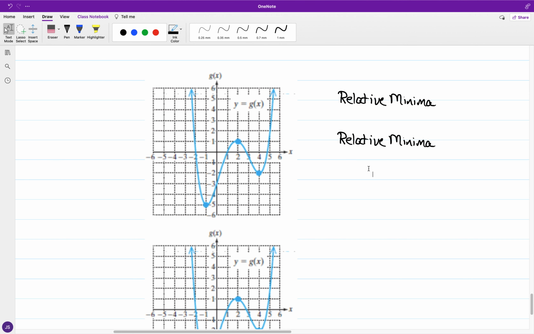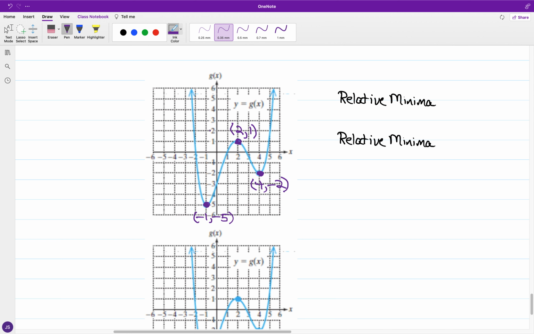I'll start out with the minimum points. For the relative minimum, if you notice, we have a bottoming out point at negative 1, negative 5. Now we have a maximum point at 2, 1. And we have another relative minimum point where x equals 4, y equals negative 2.